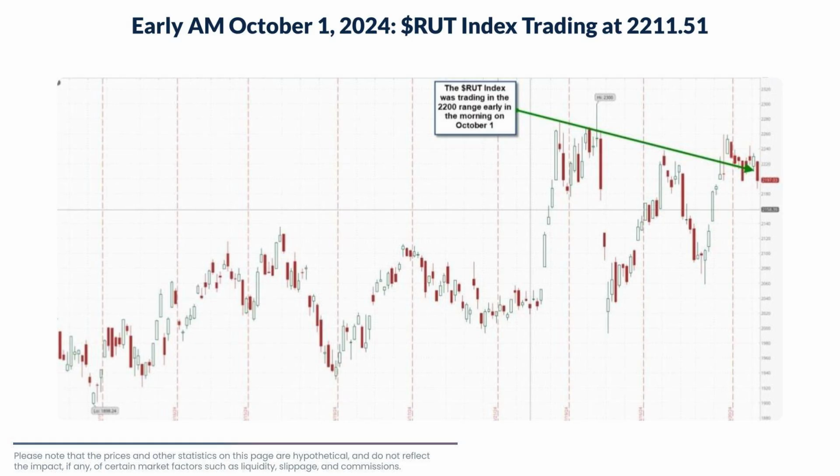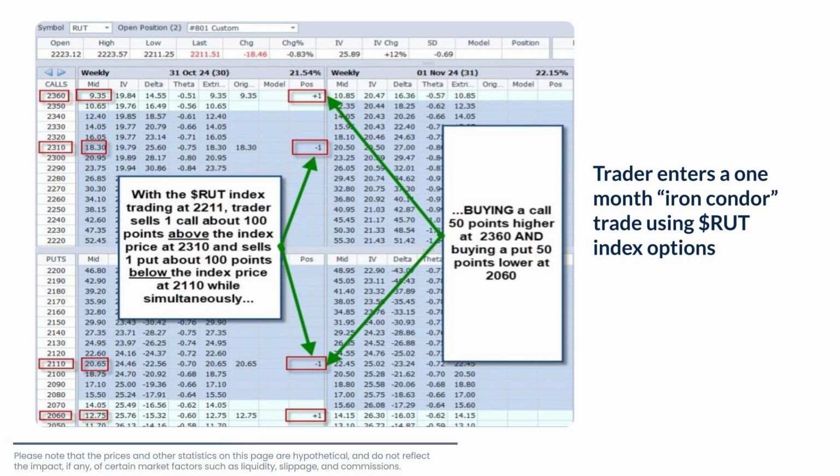And so, for example, let's say that you went back to October 1st of last year when the Russell 2000 index, the well-known index of small cap stocks, was trading at 2211.51. And you pulled up an options chain that expired at the end of October, the October 31 options chain, expiring 30 days later. And he finds a strike price about 100 points above the index trading price, which is the 2310 call option. And he sells one of those calls for 18.30.